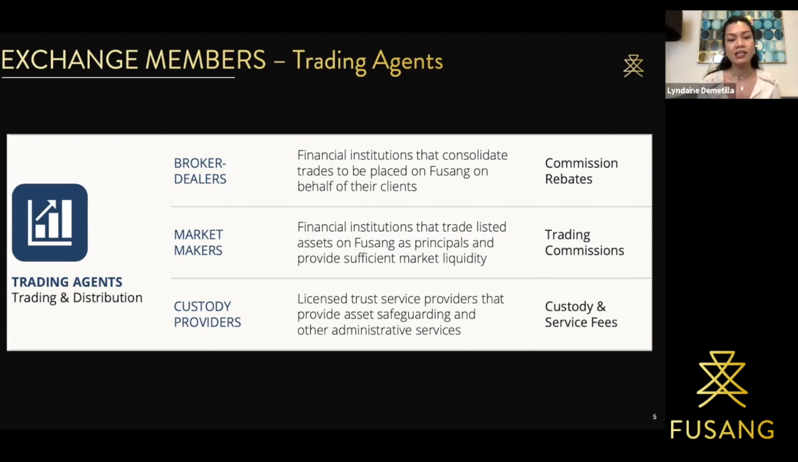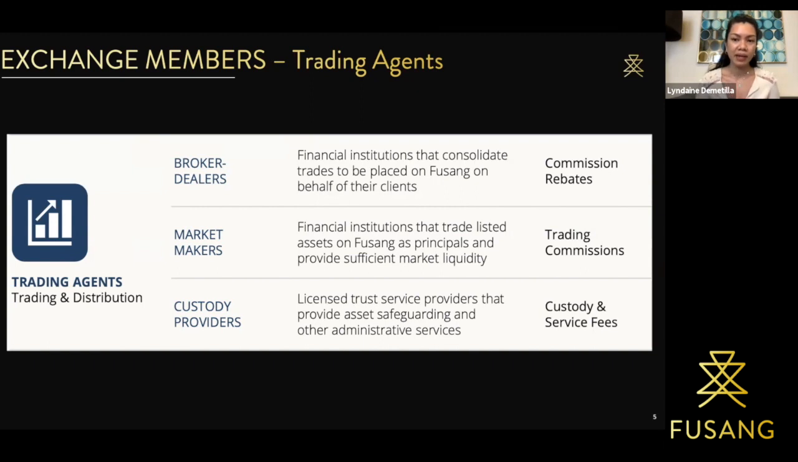Trading agents need not allocate additional resources to develop a digital asset platform customized for digital asset interest. And thirdly, trading participants. Trading participants are institutional investors trading digital assets as principals.